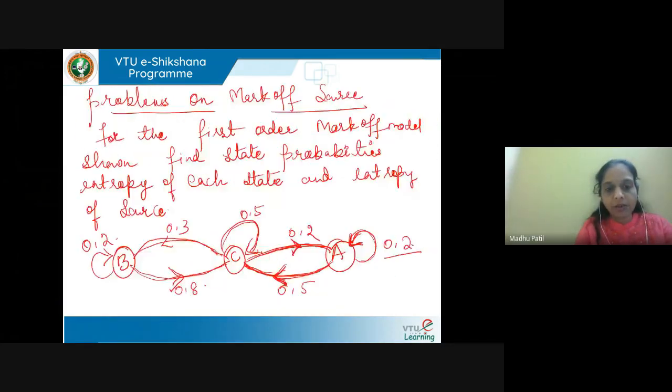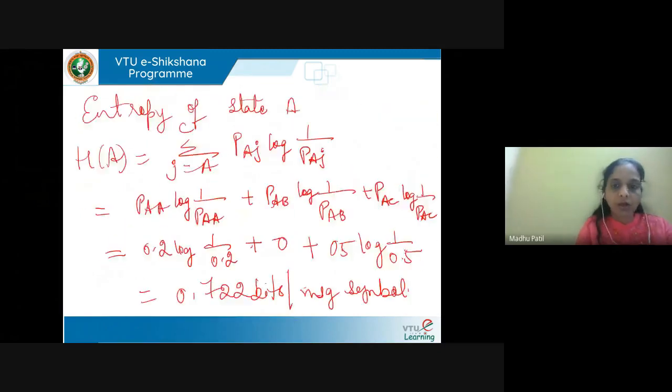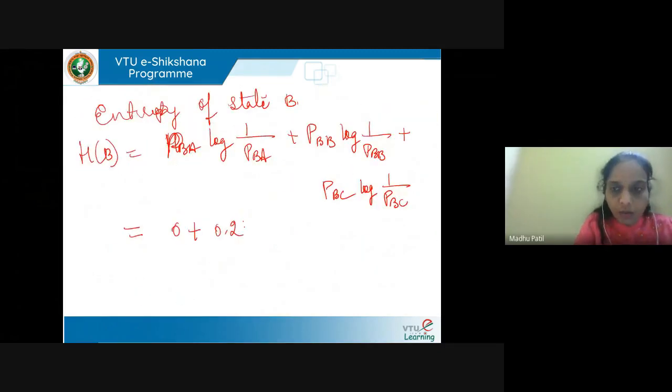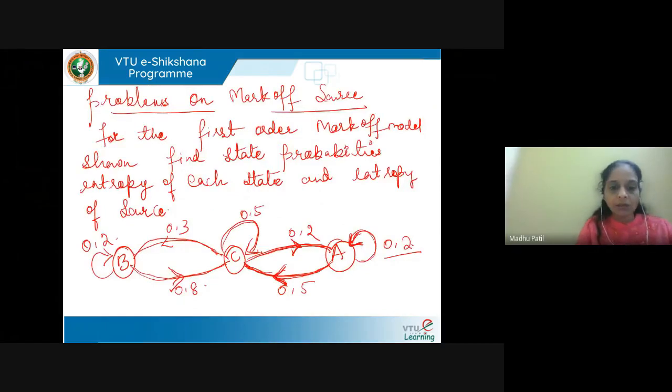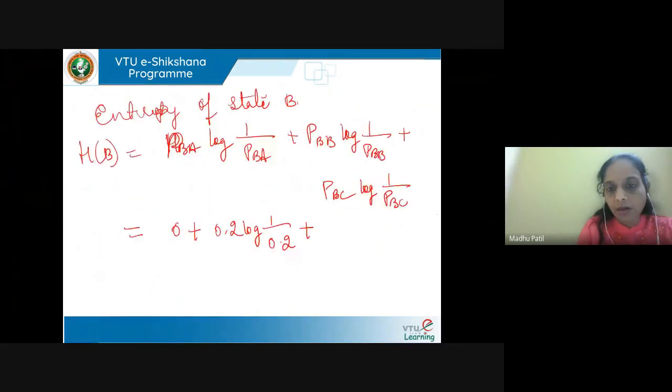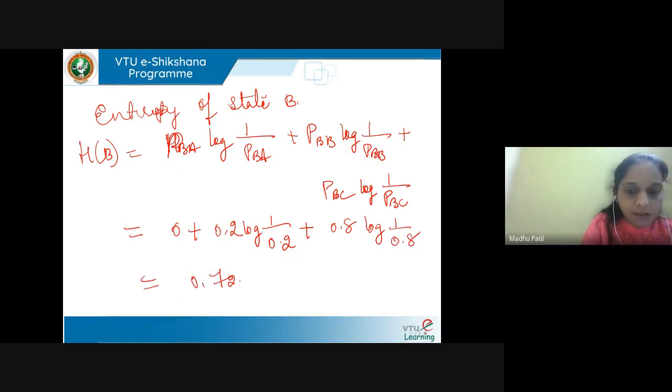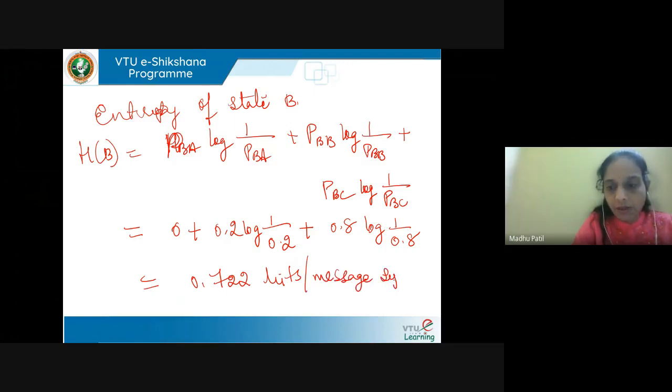PBB, B to B, what is the probability? 0.2. So I substitute 0.2 log of 1 by 0.2 plus B to C. B to C, I am able to see 0.8. So this is 0.8 log of 1 by 0.8. So I get 0.722 for H of B also, 0.722 bits per message symbol.